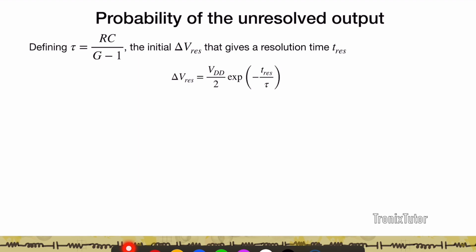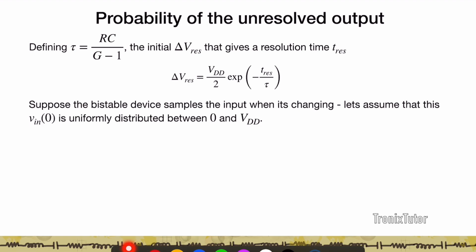So if I define this RC by G minus 1 as some time constant tau, then suppose I want to get a resolution time of T res, that means that my initial disturbance on the output should be delta V res, which is given by VDD by 2 into exponent of minus T res by tau. Right, so an initial disturbance of delta V res on the output is going to ensure that the resolution time is at T res.